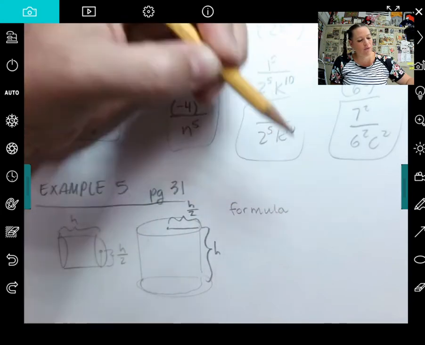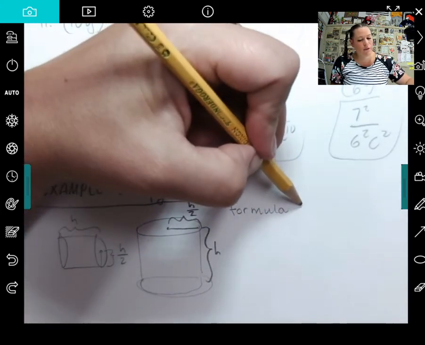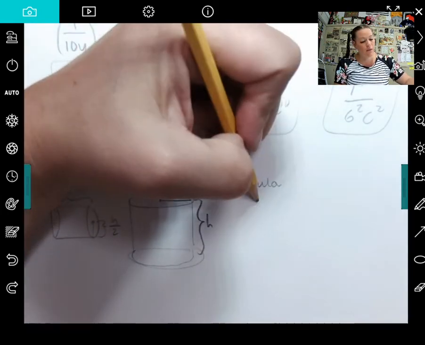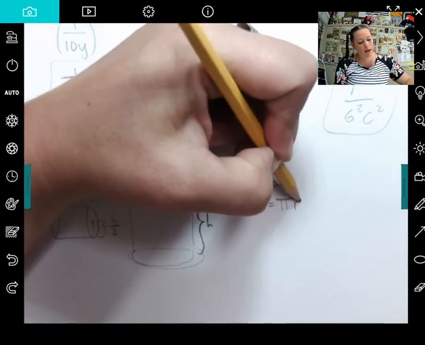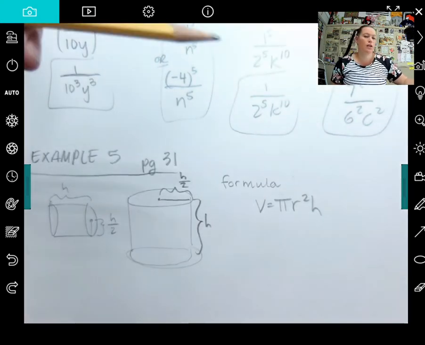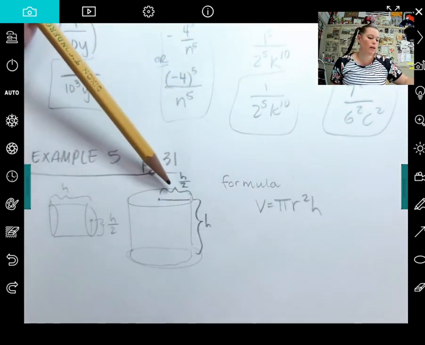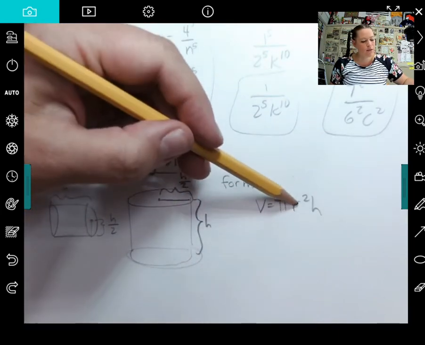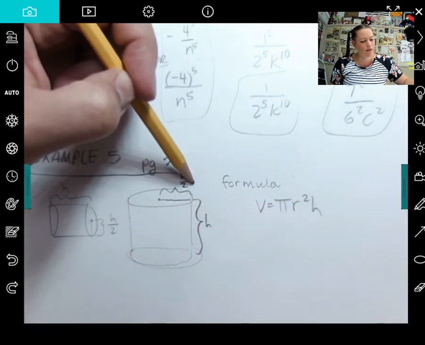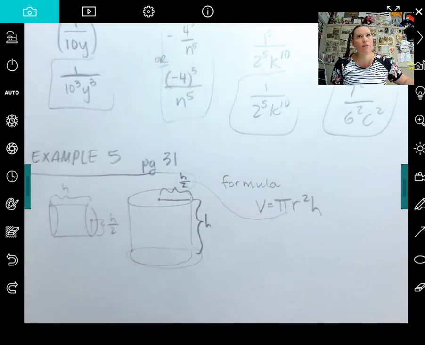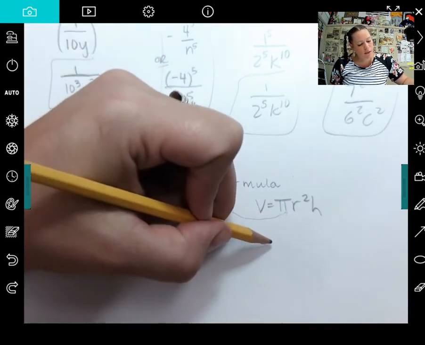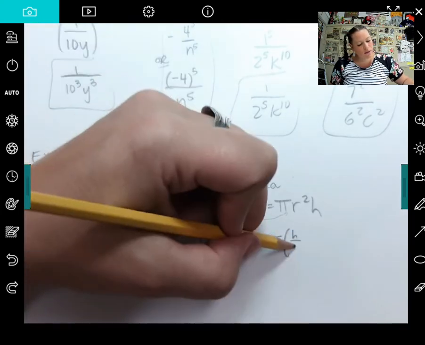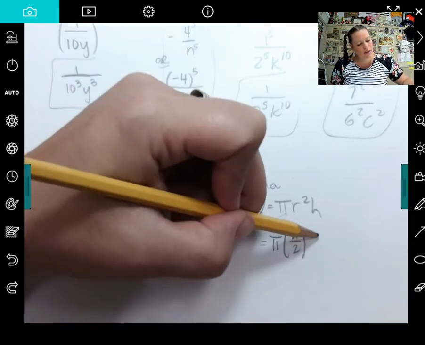If we are given the formula for volume of a cylinder, V equals pi r squared times h. So in this case, r is going to be h over 2. So now we need to substitute, so that's our r value. So we'd end up with pi times h over 2 squared times h.